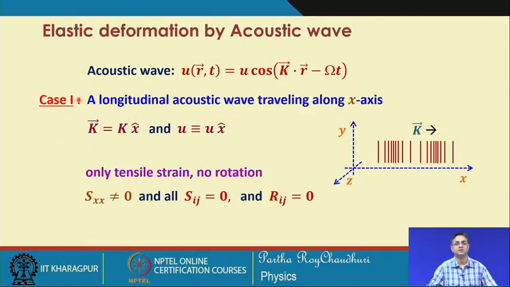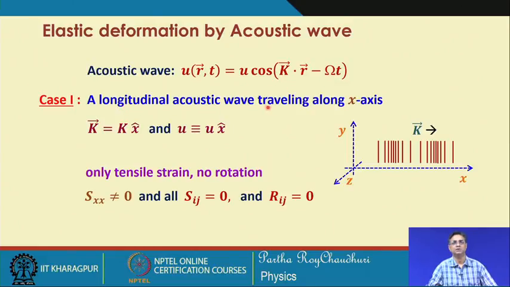So, let us first consider that any plane acoustic wave can be represented by k dot r minus omega t. We know that this is the form of a plane wave, we have discussed that as well, where k is the propagation vector and this capital omega is the frequency of the acoustic wave.